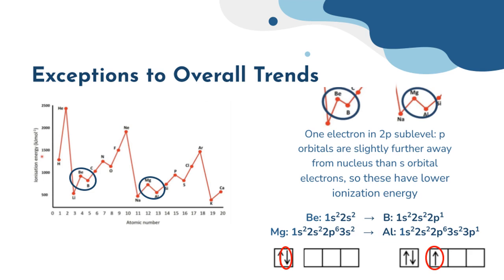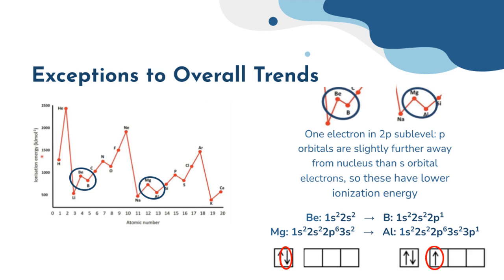The first exception is when you're losing an electron to get to a full sublevel. This is going to be the case with things like boron and aluminum. So with boron and aluminum, we're losing an electron to go back to a full sublevel.